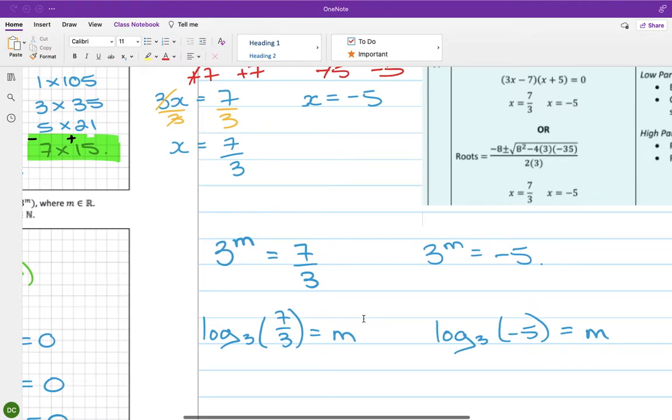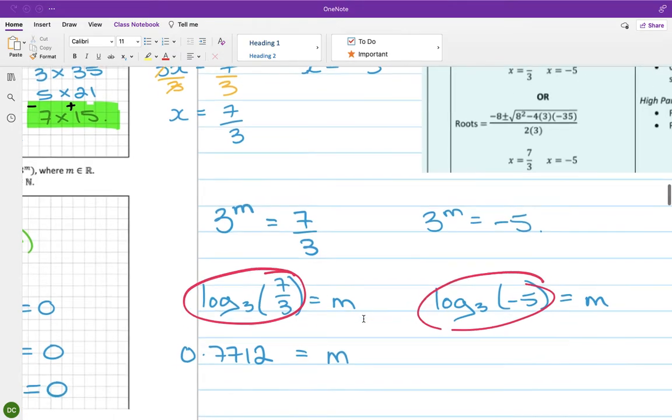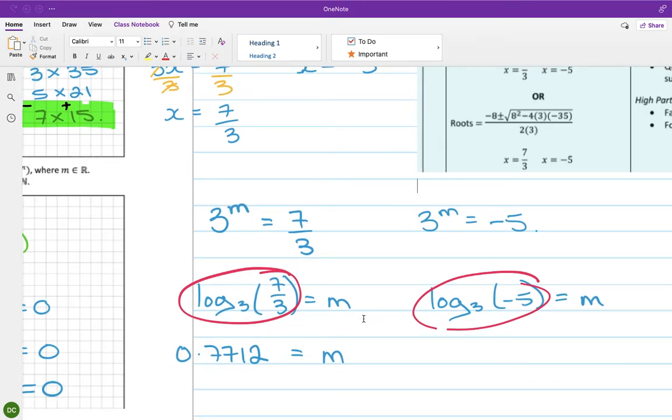Now, the left-hand side of both of the equations, as in this bit here and this bit here, you can type into your calculator. So log to the base 3 of 7 over 3 is 0.77. Okay, I'm just going to do 4. I'm going to go back to the question in a minute because I don't know what way they want the answer. And then this one, if you type it in, okay, hopefully. Okay, we're going to reject that one because the argument is negative.